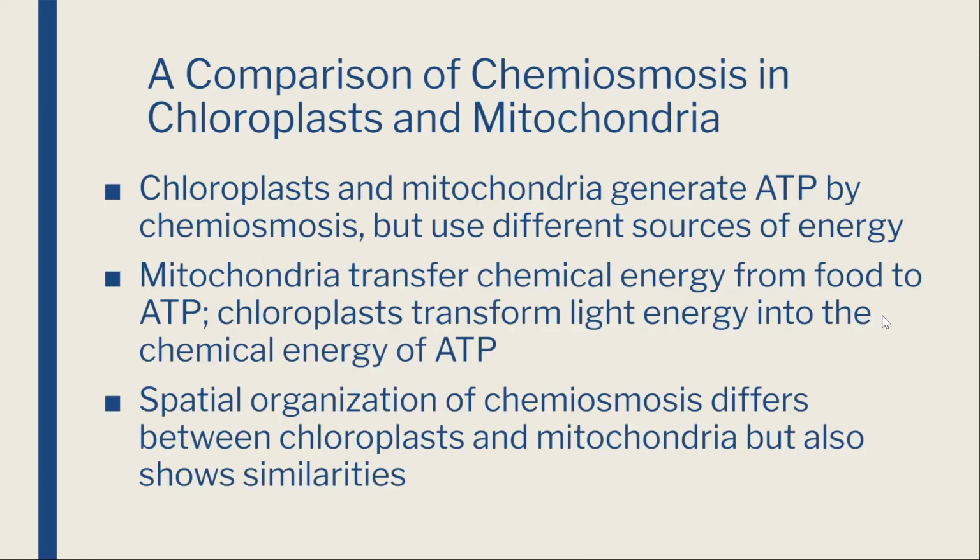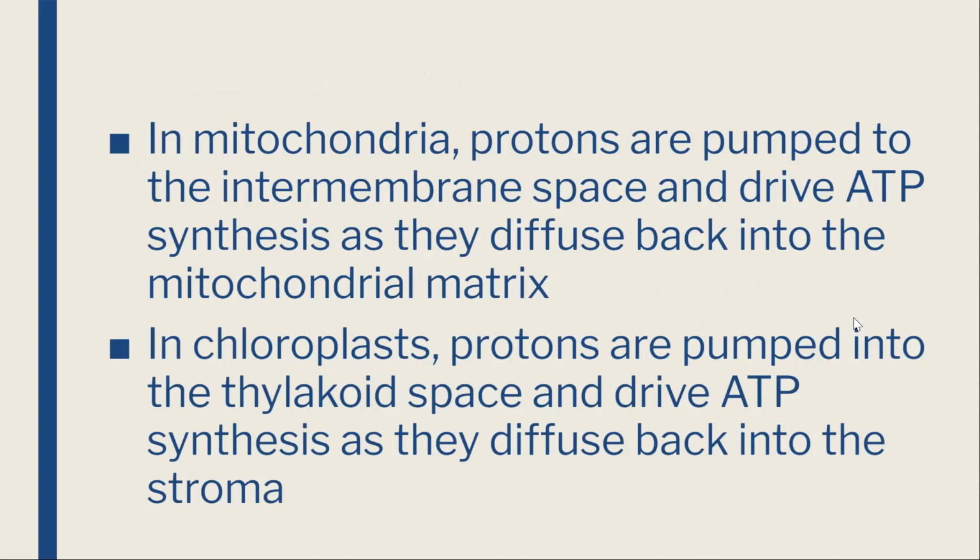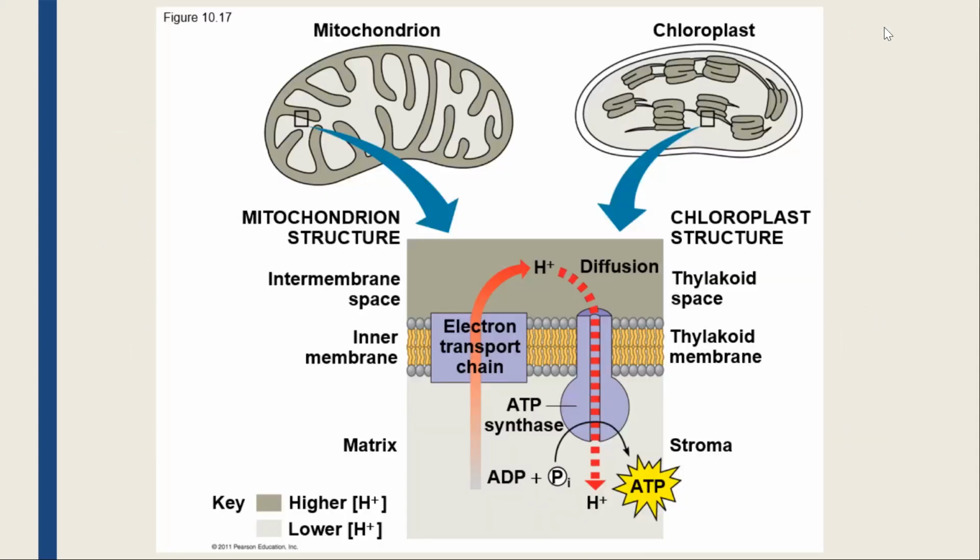But both of them are going to be making ATP, and they're making ATP through chemiosmosis. So if we look at a diagram of the mitochondria compared to the chloroplasts, both of them are going to have membranes that involve enzymes doing the electron transport chain, and they're going to have the ATP synthase embedded in those inner membranes. That's going to happen in the inner membrane of the mitochondria, but in the thylakoid membrane of the chloroplast. But both of them have electron transport chains.